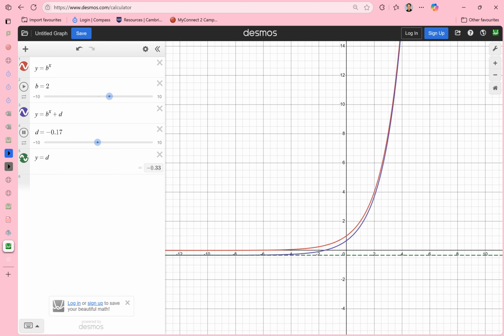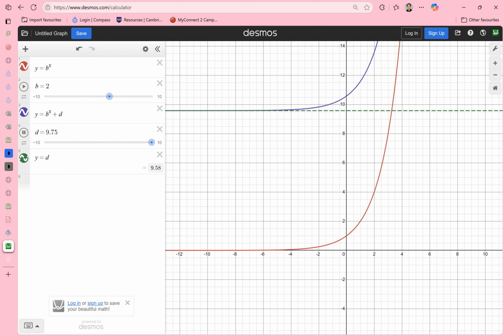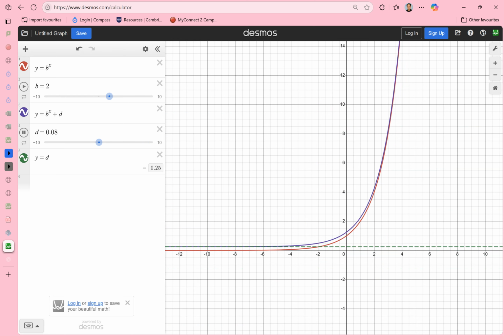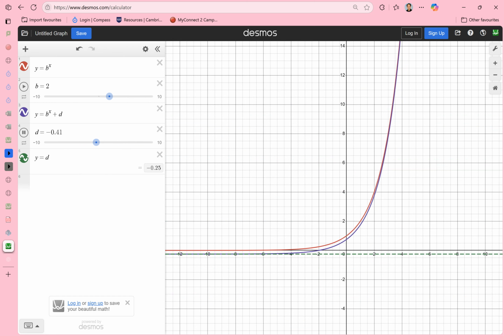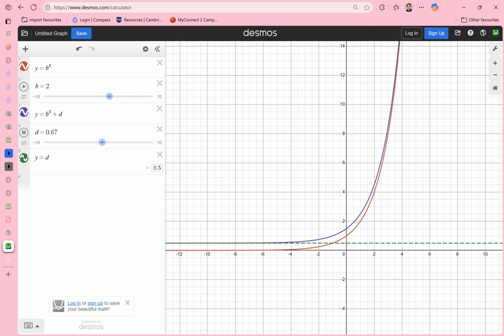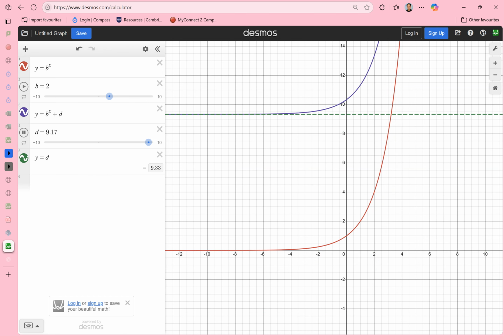The very beginning was when d was 0. The asymptote is at 0. And all I did was say y equals, whatever you add or subtract. If you move it up by 5, then the asymptote is at 5. If you move it down by 2, then the asymptote is at -2. Does that make sense? So here's an example.